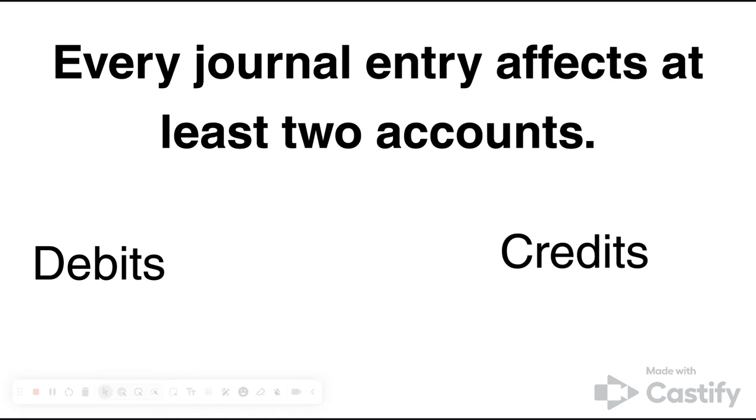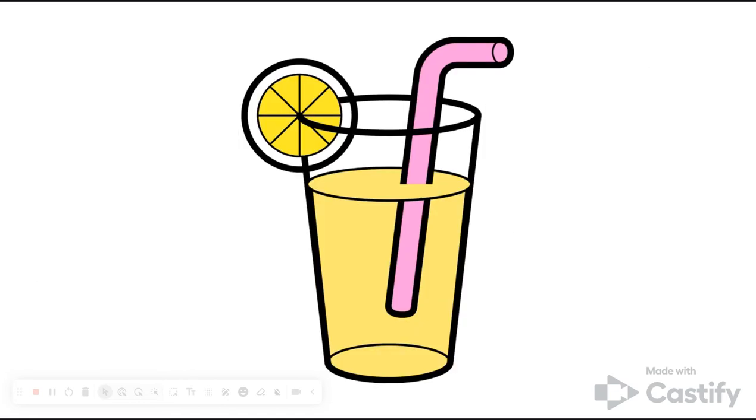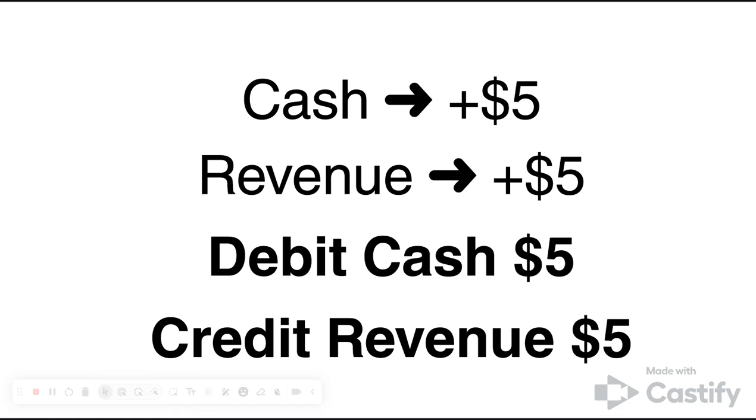Let's see some examples. So let's say a customer buys a cup of lemonade for $5 cash. What happened? Your cash increased by $5. And you also earned $5 of revenue. So your journal entry would be debit cash $5 and credit revenue $5. Cash goes up, revenue goes up, transaction recorded.